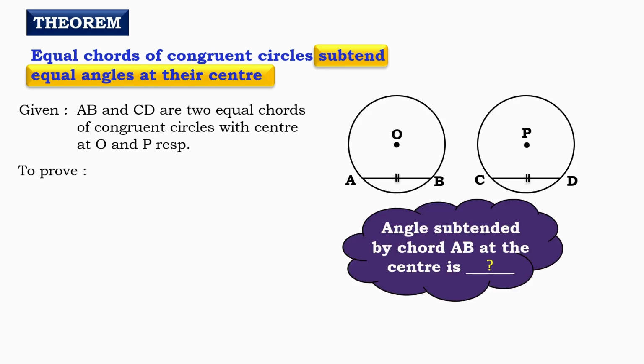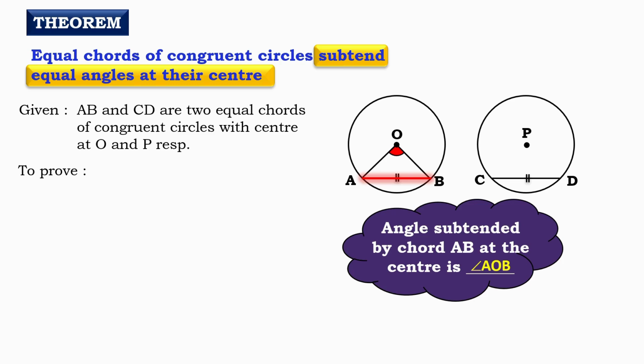So first we need to understand what the angle subtended by chord AB at the center is. It means what angle AB is forming at the center. This is the AB chord. Subtend means we just join A with O and O with B. Whatever angle it makes at the center will be the subtended angle. So we will name it angle AOB.